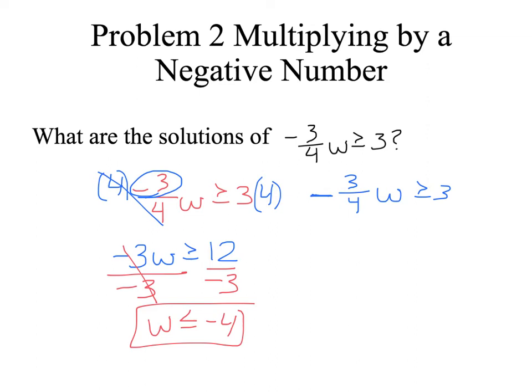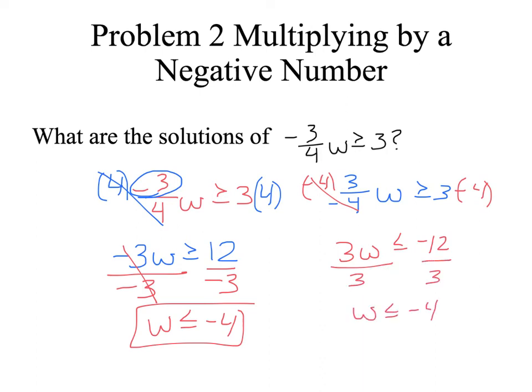If you would have had the negative on the 4, so if I move this down here and put the negative on the 4, in that case I would have had to multiply both sides by -4. So I would have had 3w. Because I multiplied by -4, I have to flip the sign around, equals -12. And now when I divide both sides by 3, I don't have to flip the sign. So either way, you get w is less than or equal to -4. I always just put the negative on the top number, but you don't have to put it on both. It's either one or the other.